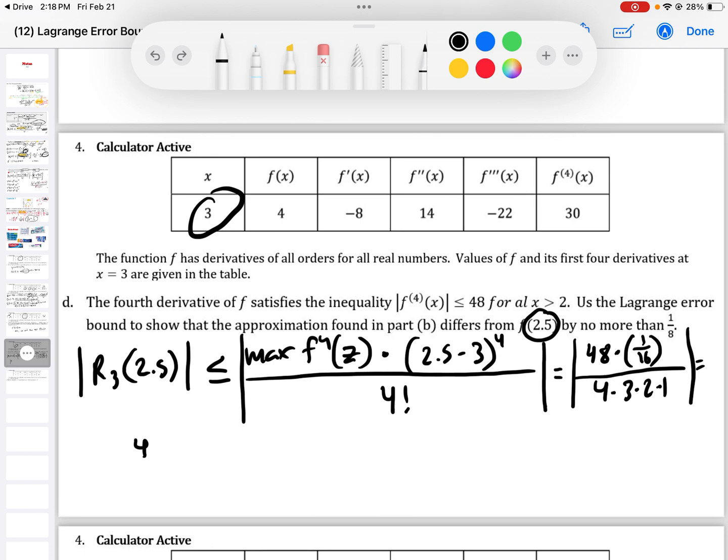I think that's just 4, right? Yeah, that's just 4. There's no more negatives, so I'm just going to say 4, over 4 times 3 times 2 times 1, which is equal to 1 over 3 times 2, which is 6. Looking at my paper, 4 factorial, 4 times 3 times 2 times 1.